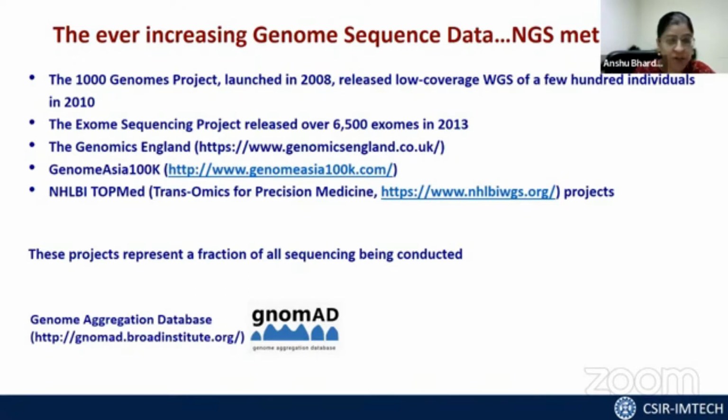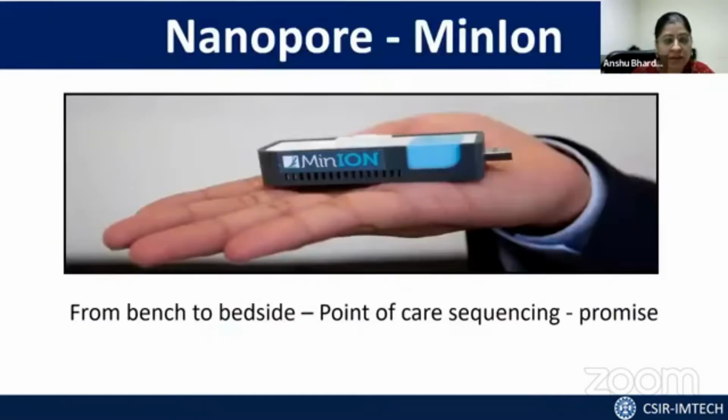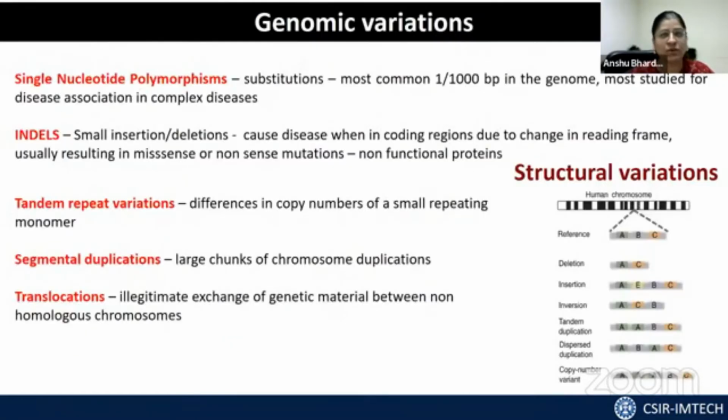Now, when you say you are trying to compare individuals with and without disease, what are we trying to compare? Or what are we trying to look at? We are trying to come back at a point where we can look at genomic variations, right? Now, genomic variations can be of several types. The most common ones are single nucleotide polymorphism. These are called, in general language, substitutions. We'll read more about them in the next slide. Then there are indels, which is insertion deletions, and they can actually change the protein function. Then there are structural variations. Then there are tandem repeat variations, segmental duplications, translocation.